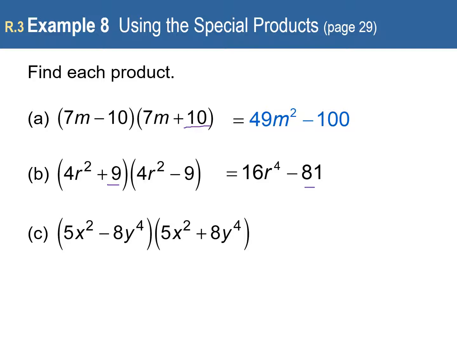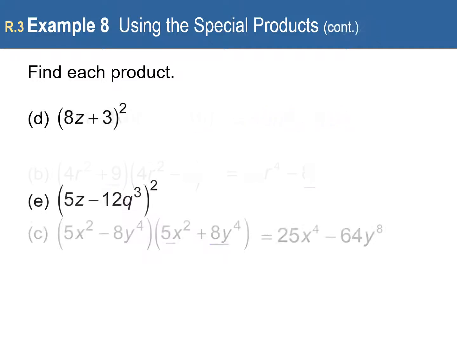Now this one's getting a little bit more complicated, but it's the same process. It's still a minus b times a plus b. So it's going to be 25x to the fourth, you square that term, minus, you square the last term, which is 64y to the eighth.